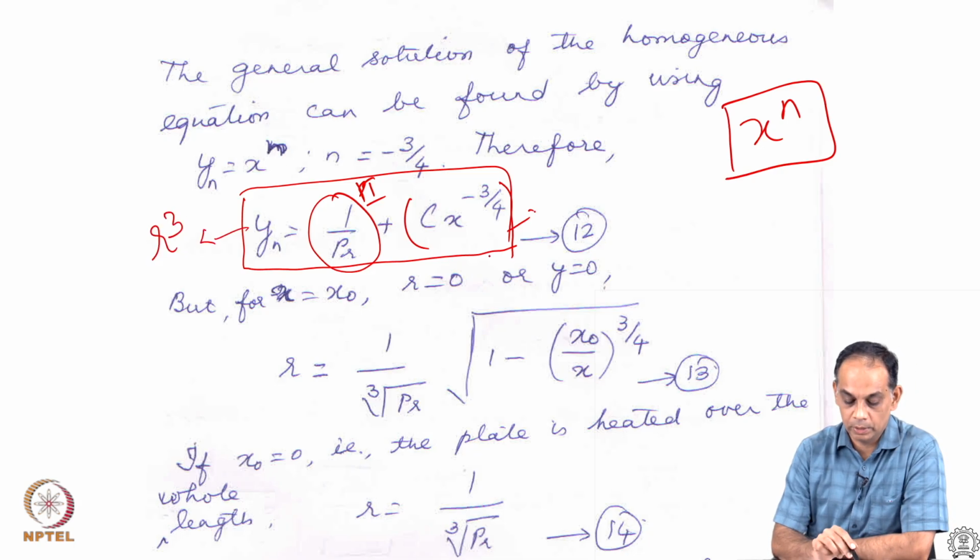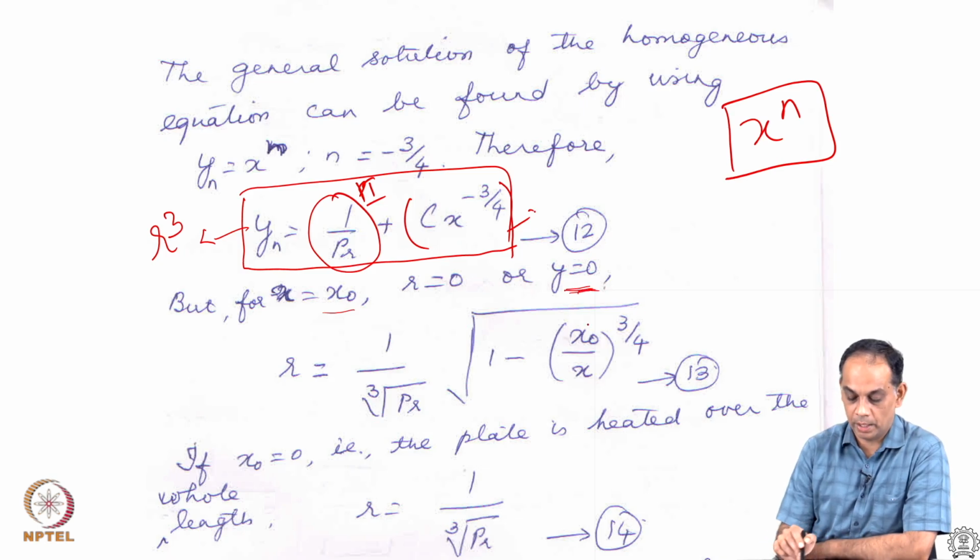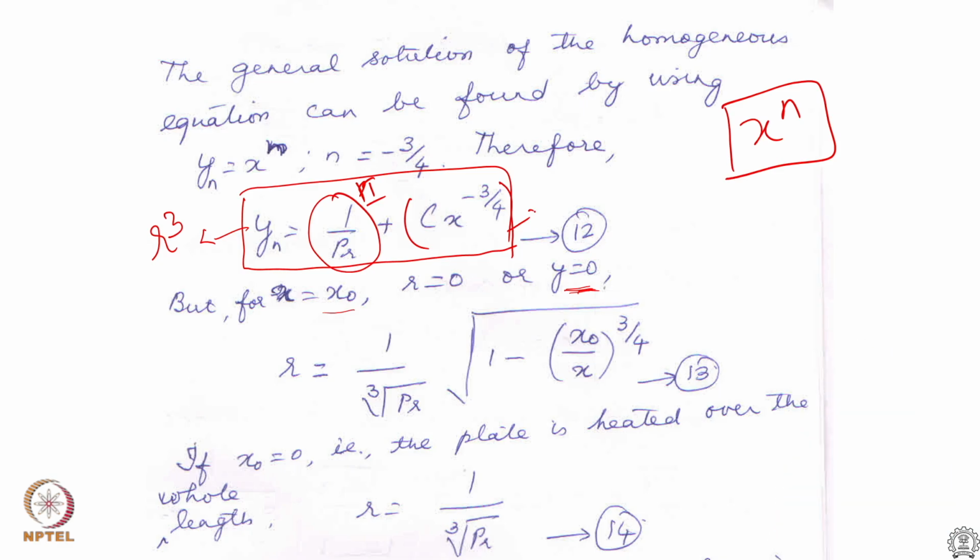Substituting that, you will get that at x equal to x naught, r equal to 0 or y equal to 0, that is at the wall, r is nothing but 1 divided by the cubic root of Prandtl number, and this expression shows up. This is purely obtained from substitution and the cubic root. If x naught is not equal to 0, this is the final expression. If x naught is equal to 0, that means I do not have a starting length and both boundary layers are developing from the beginning, it boils down to the thermal boundary layer thickness divided by delta being the cubic root of the Prandtl number.